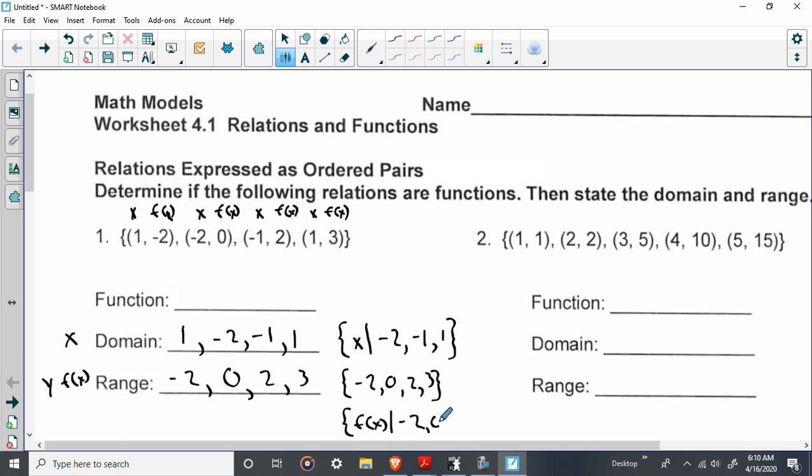-2, 0, 2, 3. Okay. So again, this second piece of notation just says, hey, this is what we're talking about. Okay. All right.